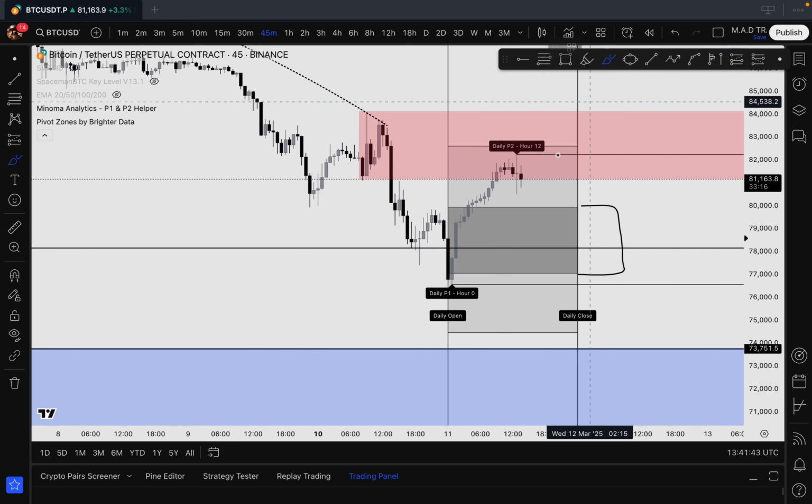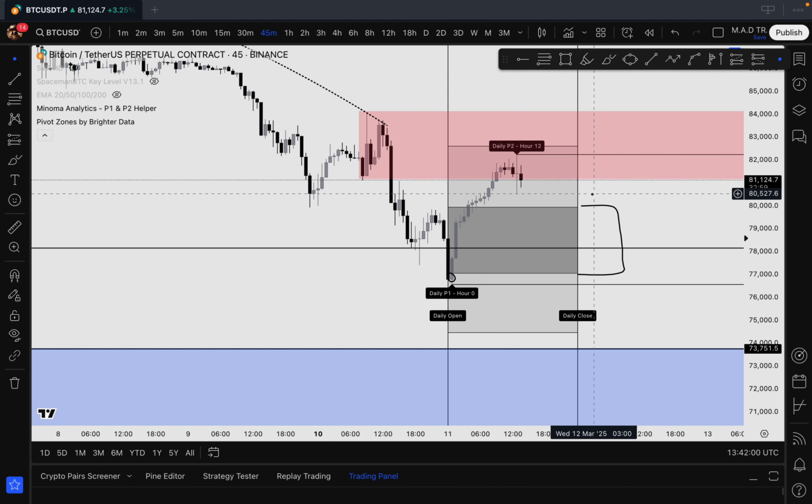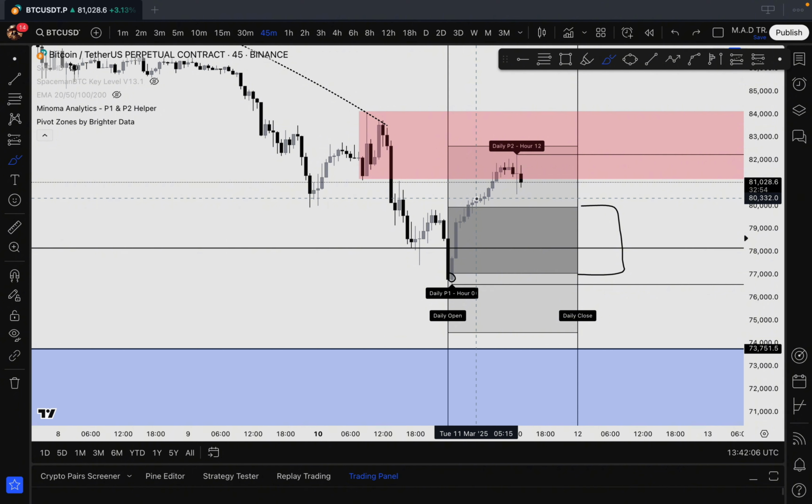So for example, now we can see our P1 was slightly below the box. Let's just say that it is still near the box. So I call this a very good P1, especially since it's at hour 0 and it is near the box. And then that means that if we have a bullish day, oftentimes we see that the low gets formed early and then we go up, or the high gets formed early in the day and then we go down.